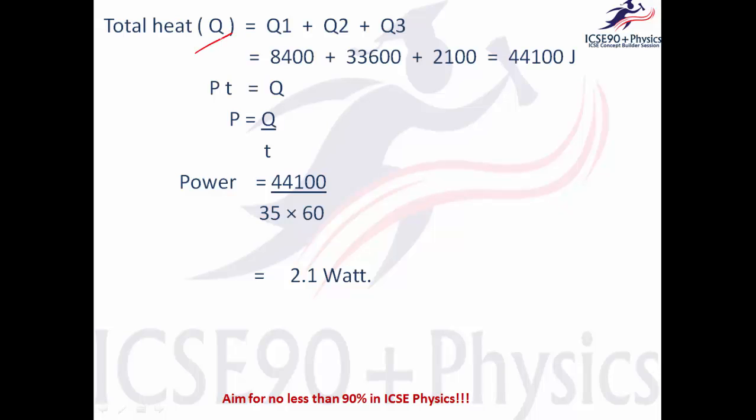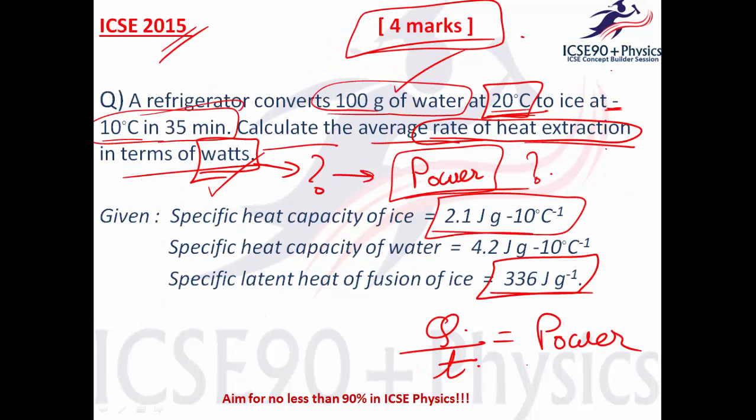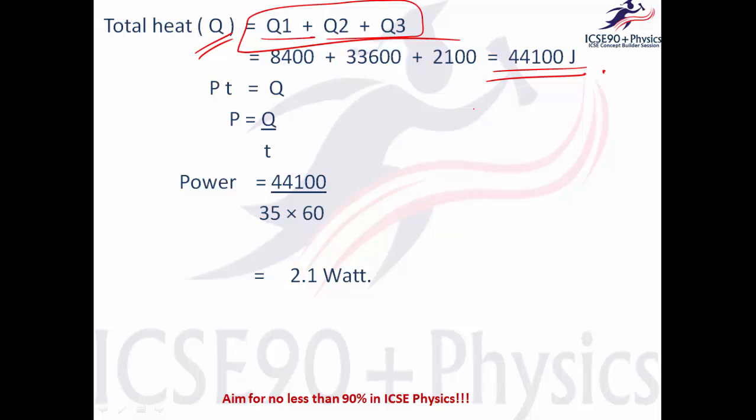Finally, the total heat required is the sum of the three, that is Q1 plus Q2 plus Q3. Total heat required therefore is 44,100 joules. And we are asked to calculate the power. Power we know is the total heat upon total time required, right? Total time required is 35 minutes. Convert minutes to seconds. That is nothing but 35 times 60 seconds.